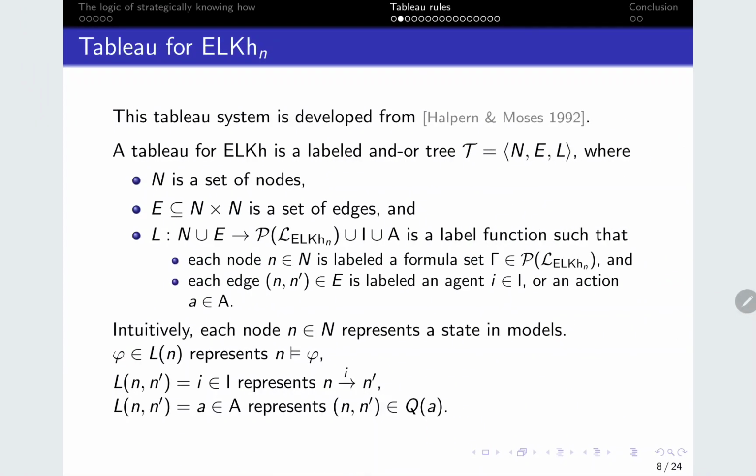Intuitively, nodes in this tree represent states in models, and if the formula phi is labeled on the node, that means we're trying to make phi true on this state. And if the edge is labeled with an agent, that means there is an epistemic relation between these two states. And if the edge is labeled with an action, that means there is an action relation between these states.